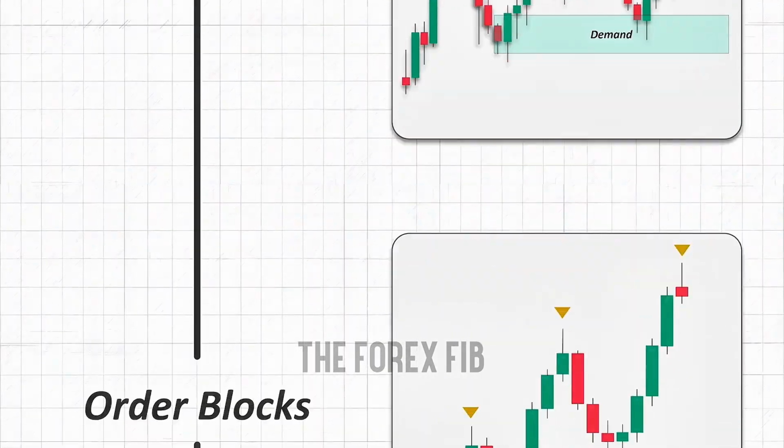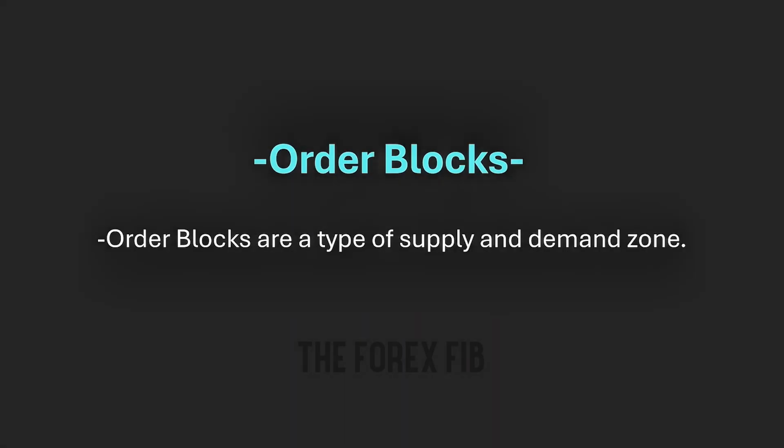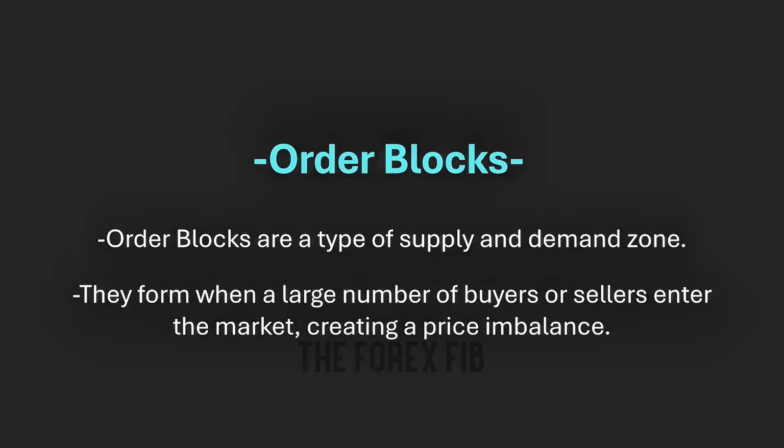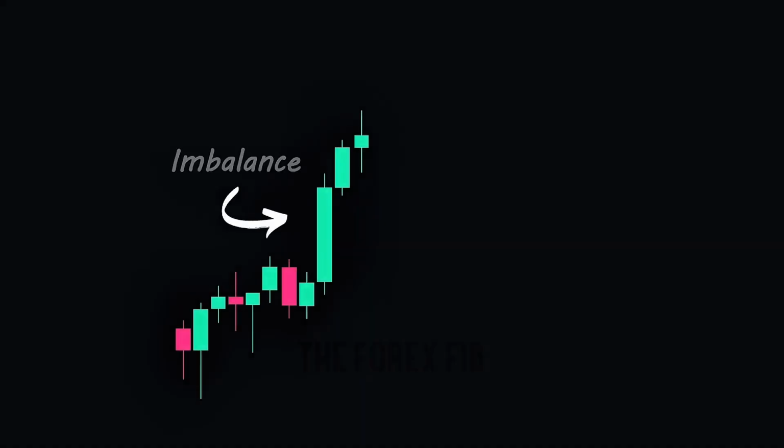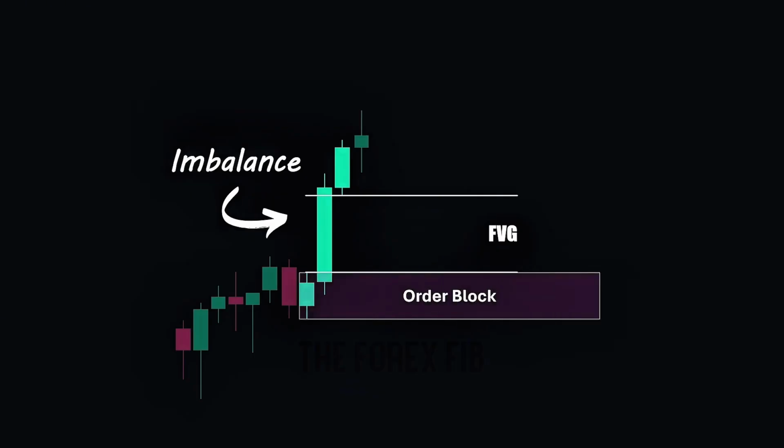Number 4, order blocks. Order blocks are a type of supply and demand zone, but they form when a large number of buyers or sellers enter the market, creating a price imbalance. The imbalance between buyers and sellers can be seen through fair value gaps. These gaps happen when price moves quickly, leaving orders unfilled, and the market may come back to these areas later to regain the balance. We mark the candle before the gap as our order block zone because we believe decisions are made during that candle.